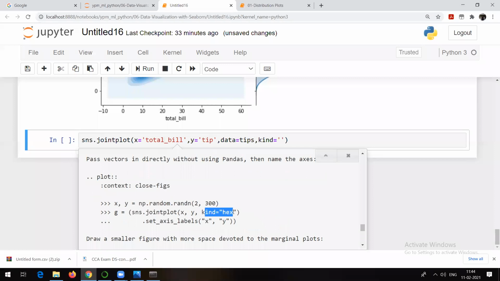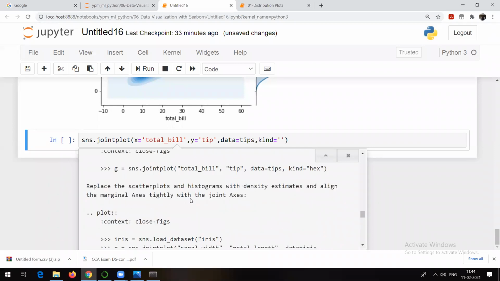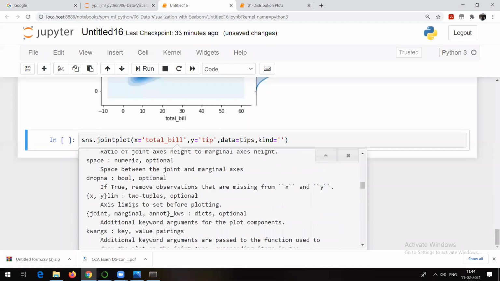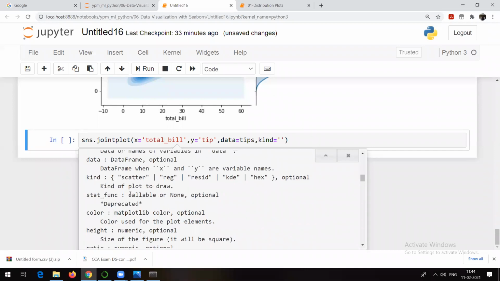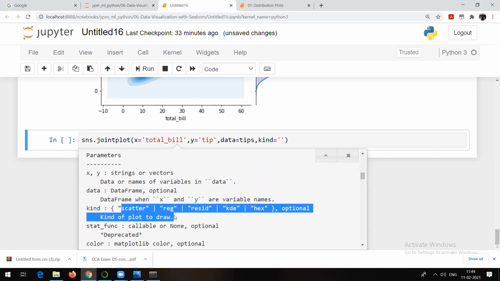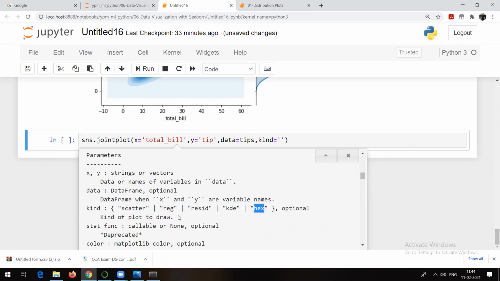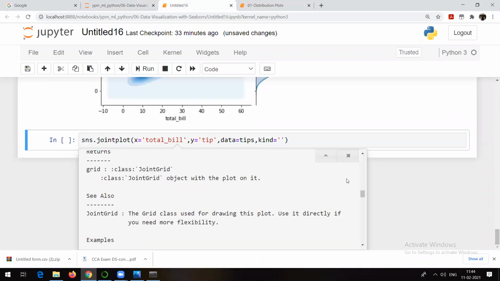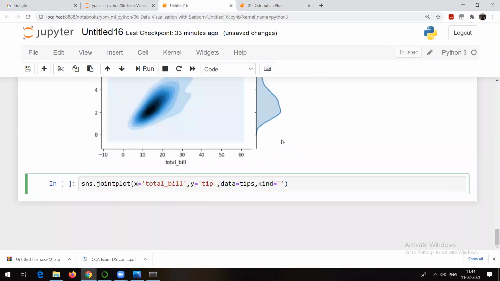See, kind equal to hex, you can make use of. Or let me directly go to the parameter itself. Here you'll be able to see the kind parameter. See this one: scatter plot, regression is also there, residual, KDE and hex. KDE and hex we have tried out. Just let's try to make use of REG and residual. Suppose I try to make use of kind equal to regression plot.